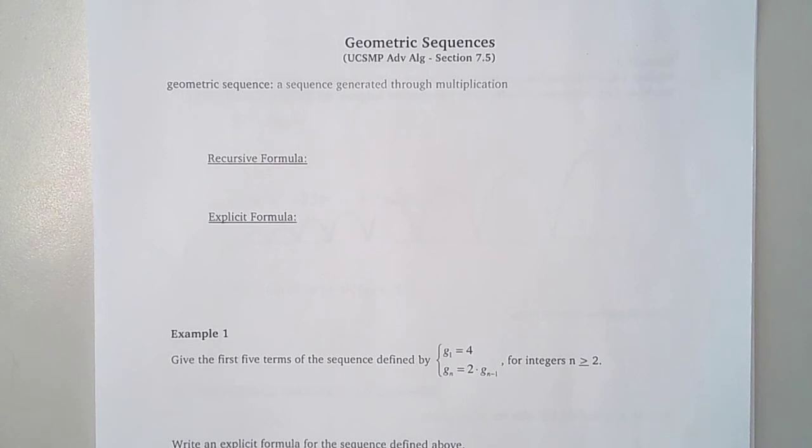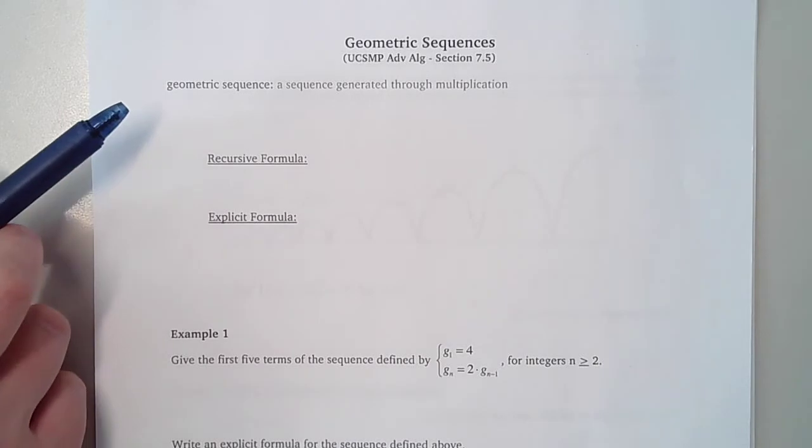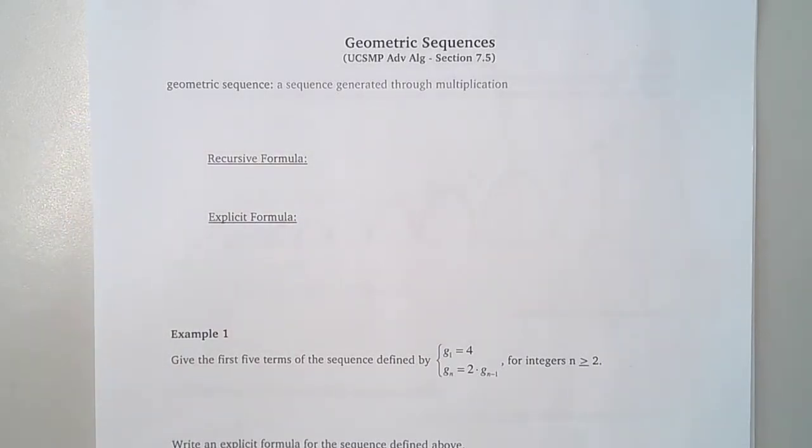Hi everyone. So today we are jumping back into the land of sequences, and we talked about sequences way back in chapter 3. We learned about arithmetic sequences, which were sequences that grow by addition, where you're adding something over and over again. Today we're jumping into what's called a geometric sequence, and geometric sequences are created, instead of through addition, through multiplication.